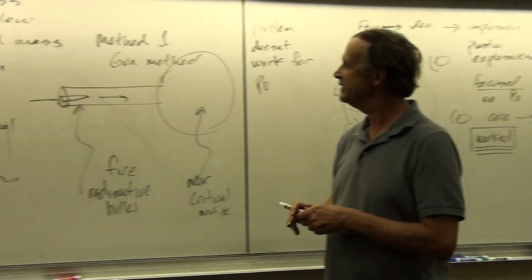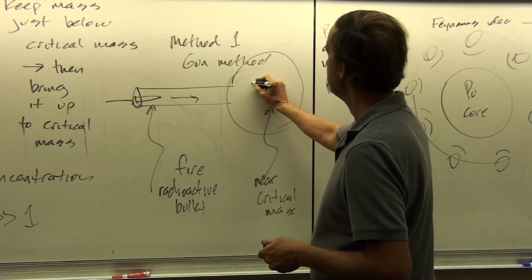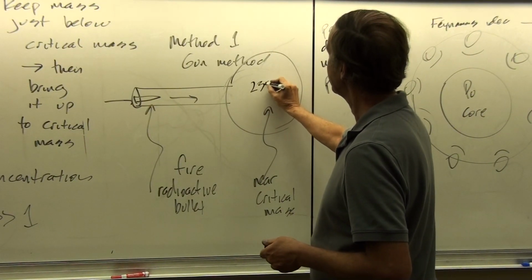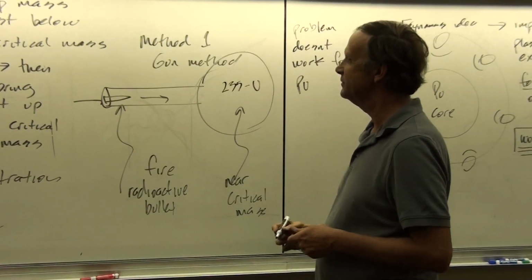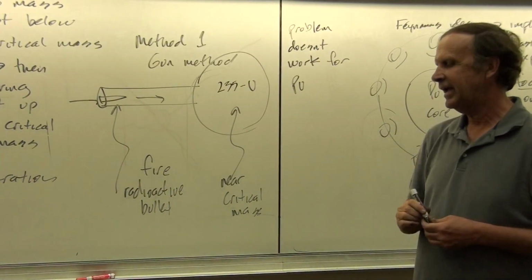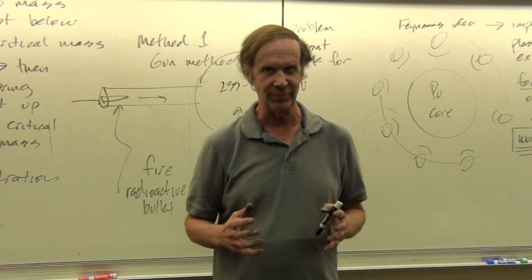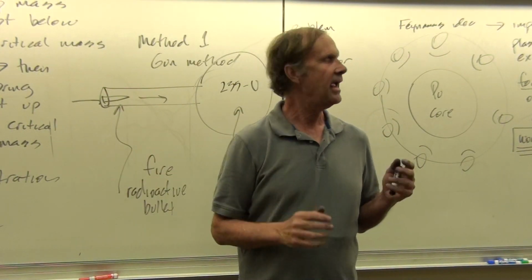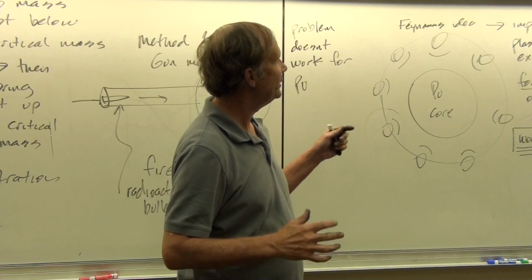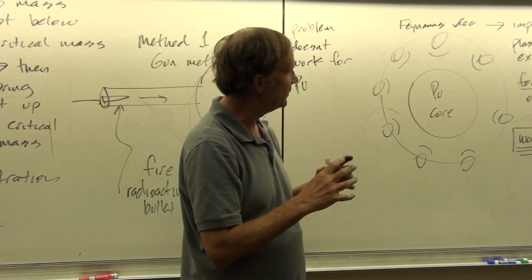But then finally, some U-235 came in, and they found that the gun method does work for U-235. And so they had two different types of bombs now. They had the uranium bomb using the gun method, and they had the plutonium bomb using the implosion method.